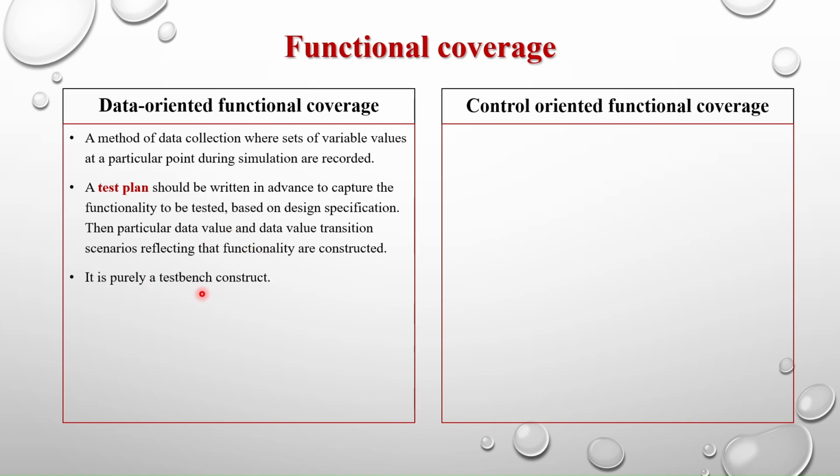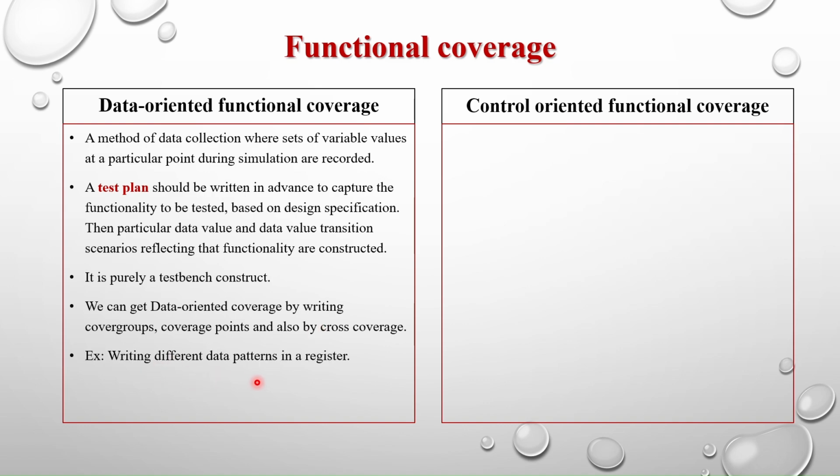And it is purely a test bench construct. Test bench construct means here we can get the data oriented coverage by writing cover groups, coverage points, and also by cross coverage. So these cover groups and coverage points are all constructs. So it's purely a test bench construct. By writing these we can get the functional coverage, data oriented functional coverage.